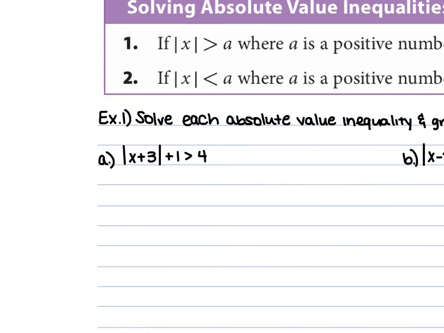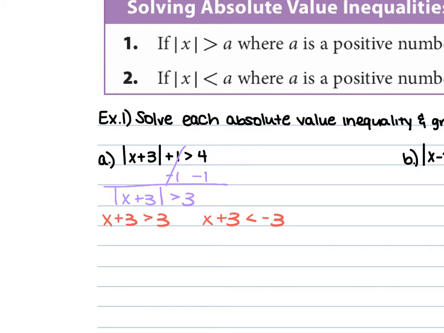So if we look at example A, we have the square root of the absolute value of x plus 3 plus 1 is greater than 4. So we're going to move the 1 over first by subtracting it from each side. We get the absolute value of x plus 3 is greater than 3. So this is a possibility, so we're going to rewrite this as x plus 3 is greater than 3, as well as x plus 3 is less than -3.